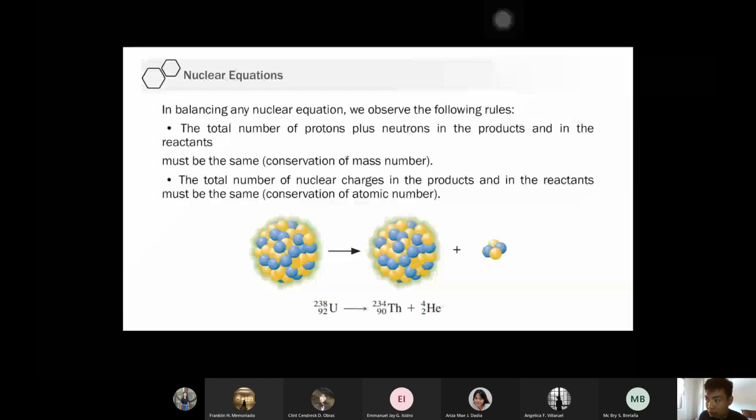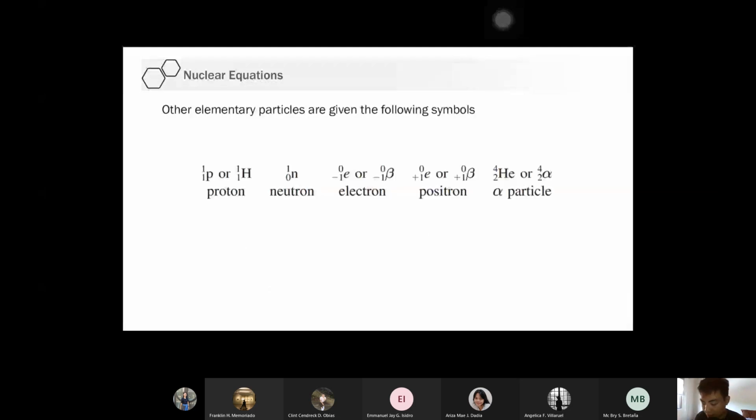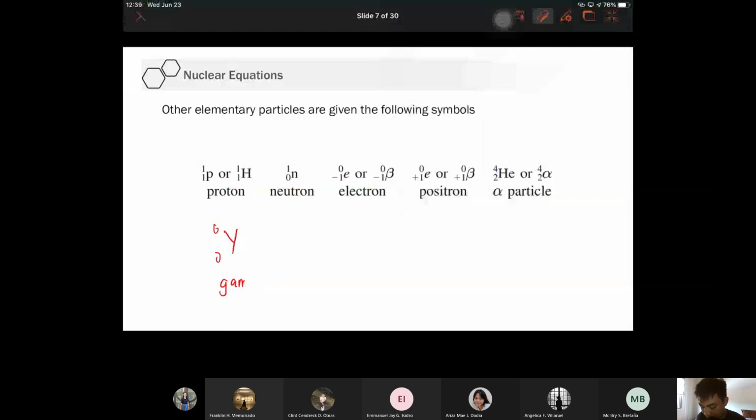92 here, you need 92 there as well. Okay? If it's not balanced, then you have to do something else, no? So these are the things you can add: proton, neutron, electron, positron, alpha particle, no? And as I mentioned earlier, we have gamma particles. That's gamma. Sorry, double M. That is a gamma particle.